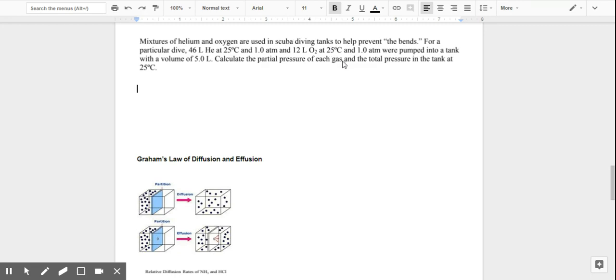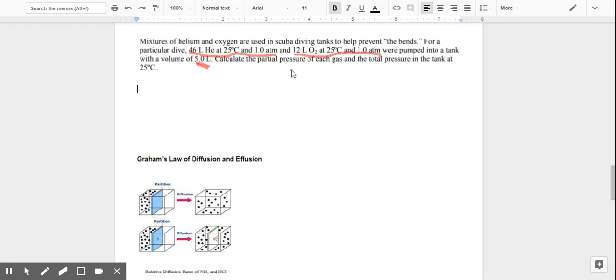And it says that we're going to put these into the scuba diving tank to prevent the bends. For the particular dive, we have 46 liters of helium at 25 degrees Celsius and 1 ATM. We have 12 liters of O2 at 25 degrees Celsius and 1 ATM, and they're pumped into a scuba tank with a volume of 5 liters.